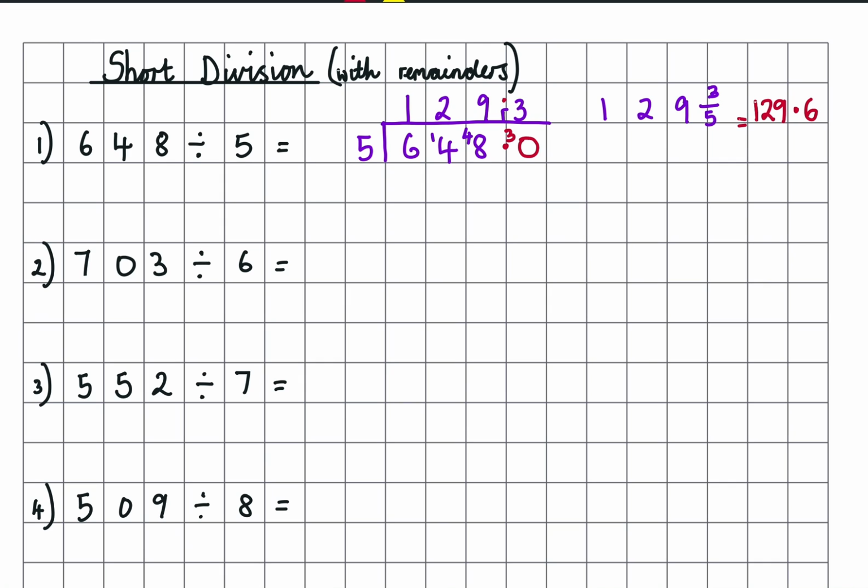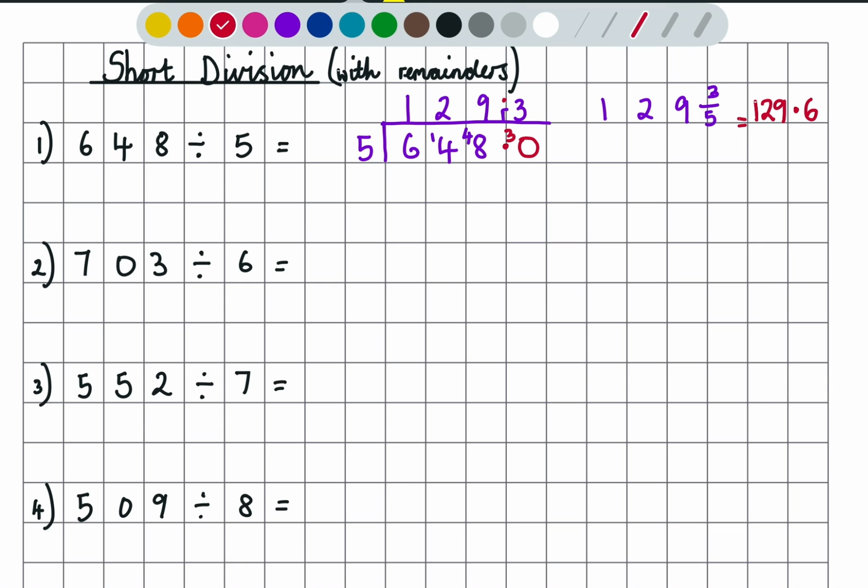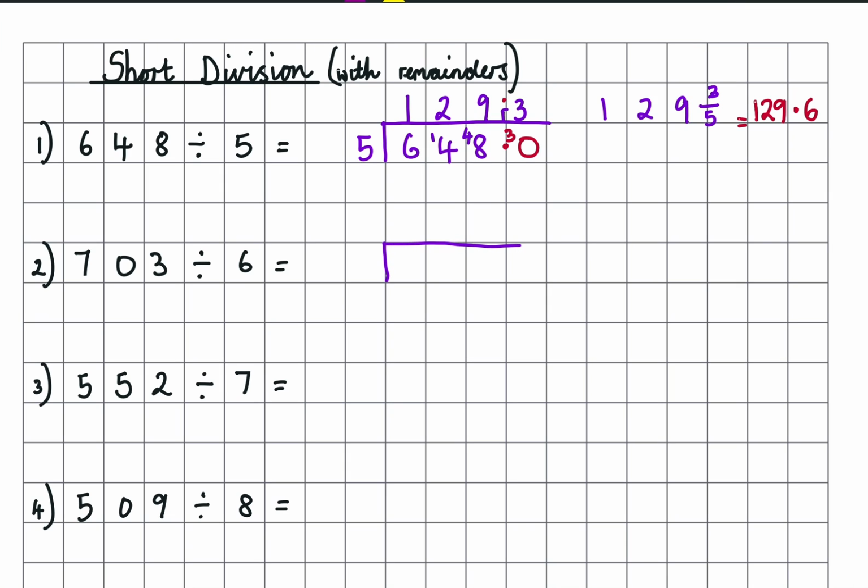6 times 5 is 30. Good, okay. So question number 2, 703 divided by 6. Again, we do our bus stop method. So we draw a bus stop. We do the 703 inside the bus stop. The 6 goes on the outside of the bus stop. How many times does 6 go into 7? Well, it goes once and there's 1 remainder.